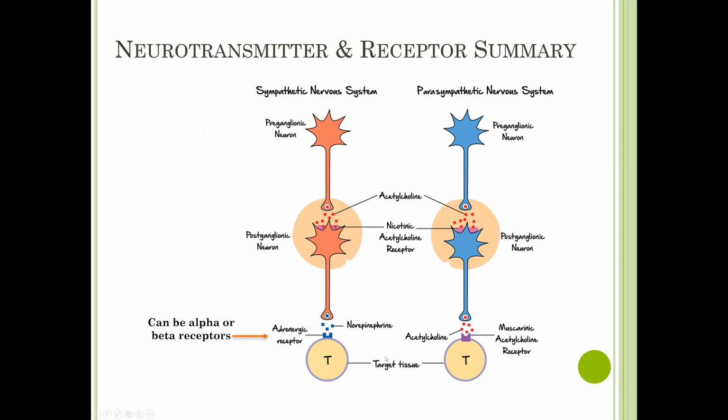So that's the same between both. Then when we get out here to the target tissue, the sympathetic postganglionic neuron is releasing norepinephrine, which is going to bind to an adrenergic receptor, and this can be an alpha or a beta receptor. And then in the parasympathetic nervous system, the postganglionic neuron is releasing acetylcholine, which this time is going to bind to a muscarinic receptor.